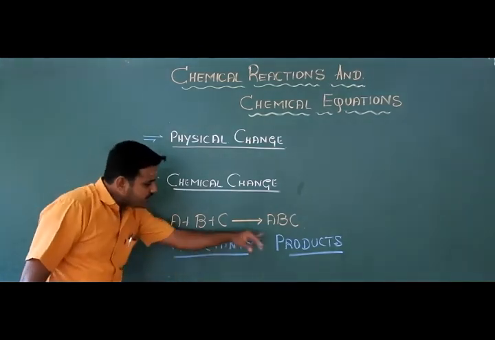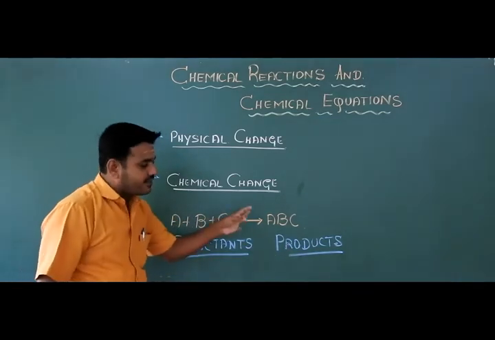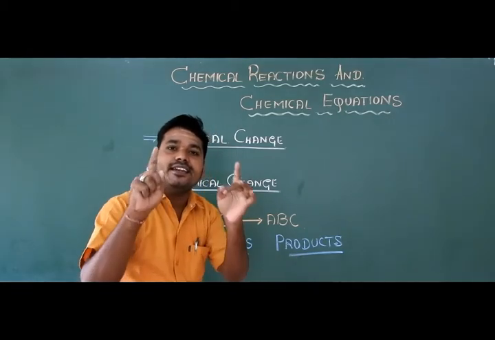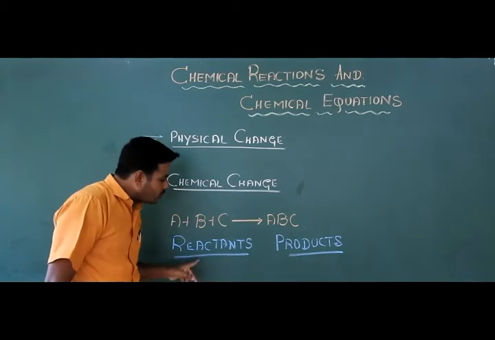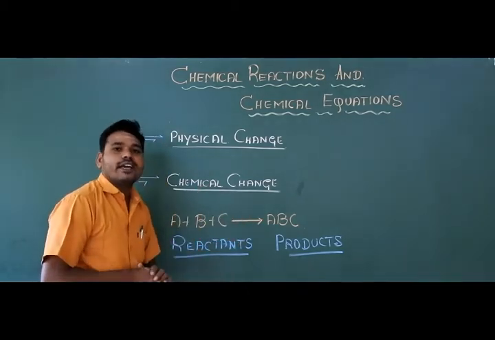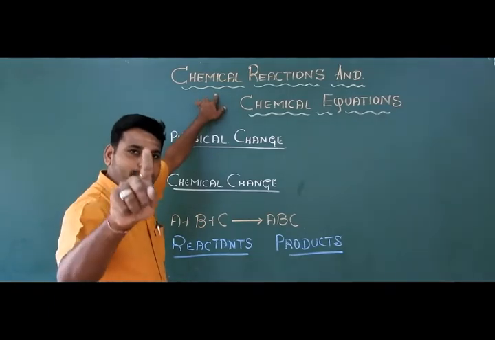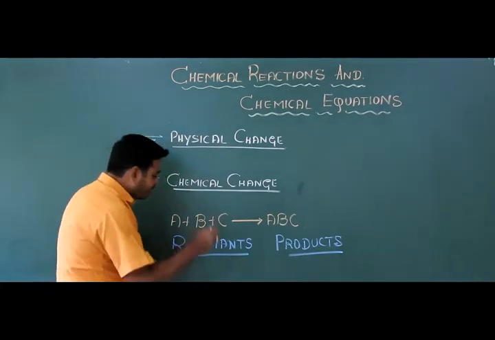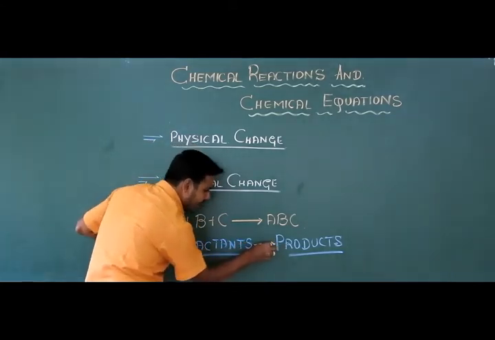Okay, now by using these reactants and products, let us define the chemical definition of a chemical reaction, students. Now by using these reactants and products, a chemical reaction is a process in which reactants react to form products.